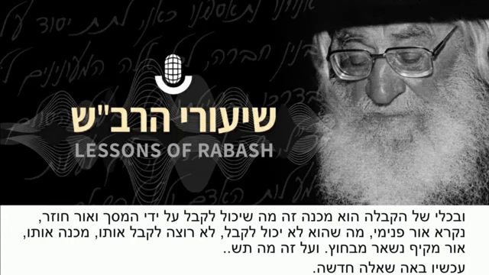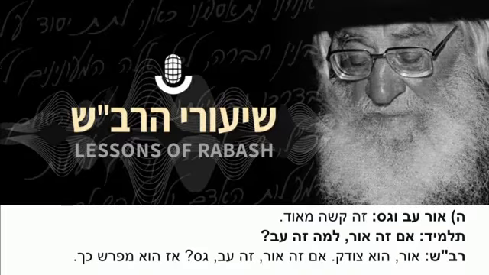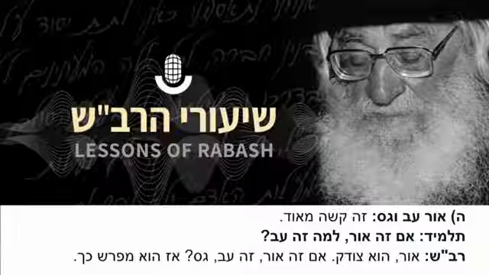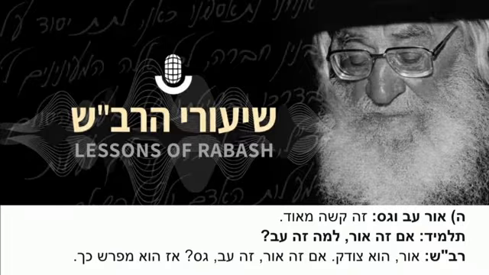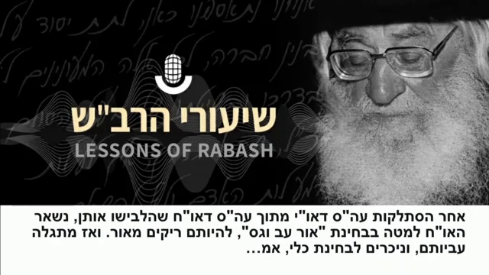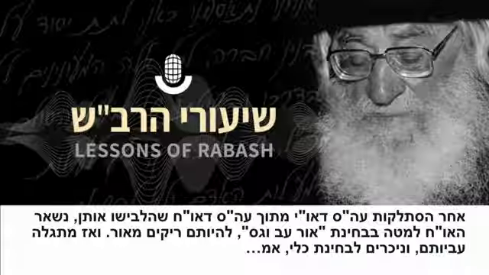And now we have a new question. 5. What is coarse and crude light? This is very difficult. He's right. Light. If it's light, how can it be coarse and crude? So he explains it. After the departure of the 10 Sefirot of direct light from the 10 Sefirot of reflected light that clothed them, the reflected light remained below as coarse and crude light.